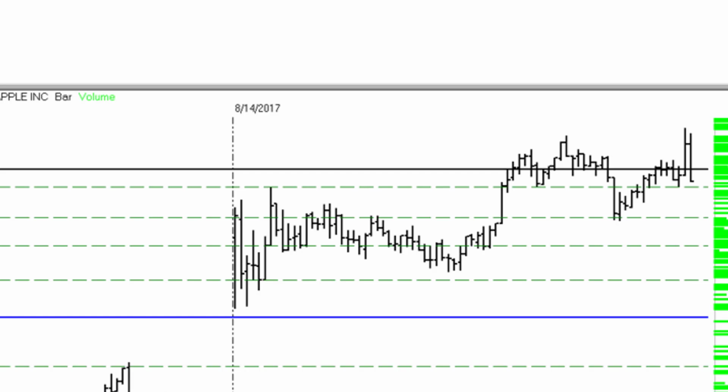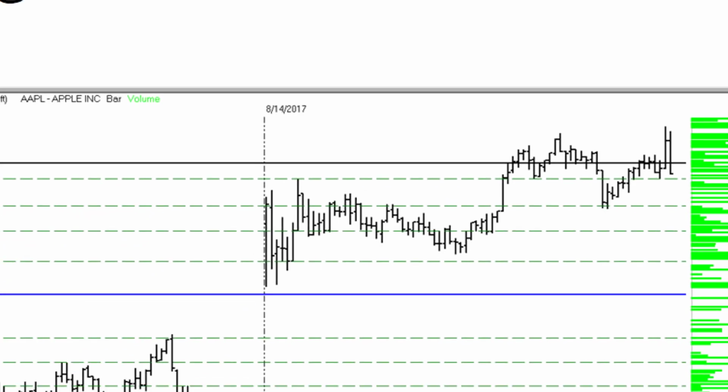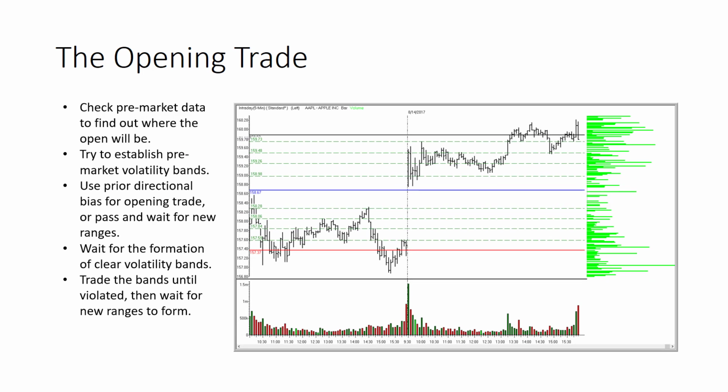And you can see that the rest of the session here on Apple was pretty frustrating in that regard because it continuously bounced right off the bands, and we didn't get those tests below that we'd like to see. So today, not much going on in the afternoon trading, and that's okay because you really want to just make sure that you're taking the setups that you're the most confident about and that make the most sense to you, especially on a day like this where it gapped open.